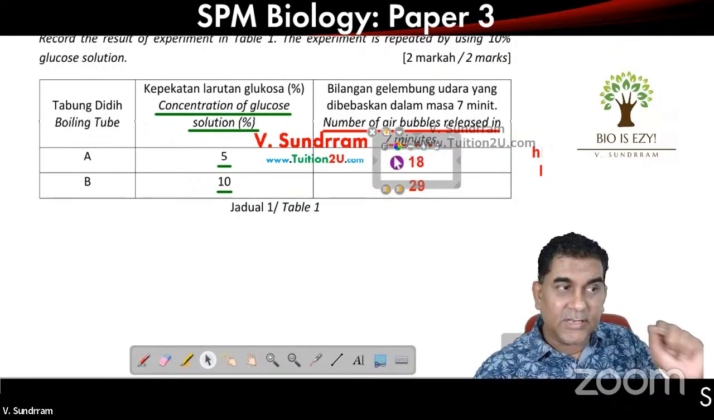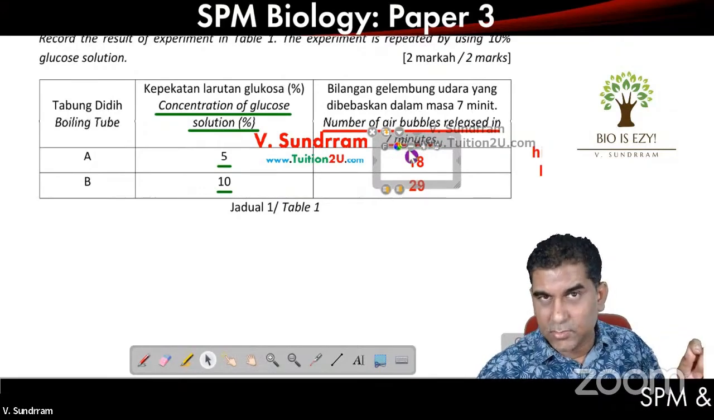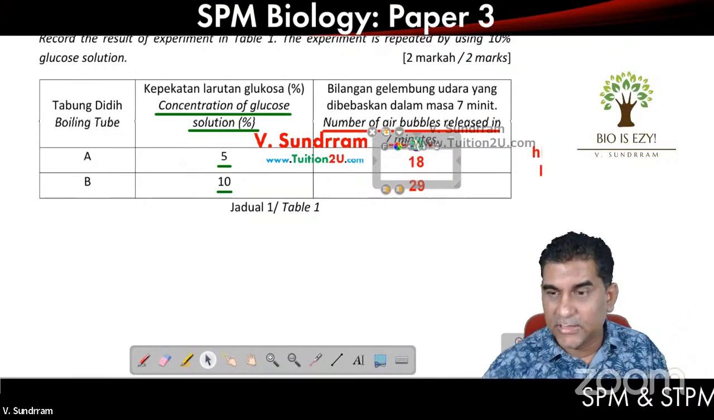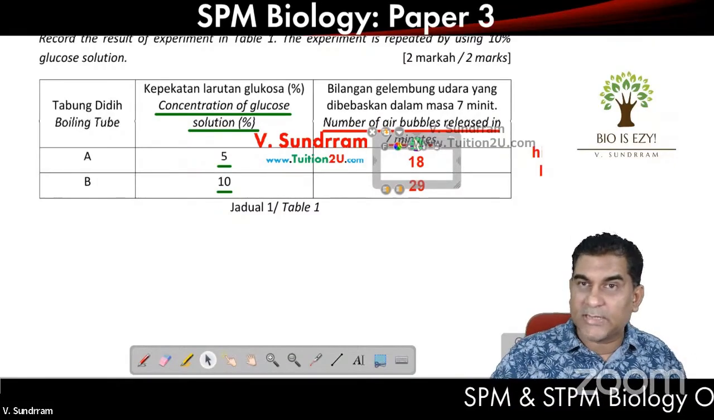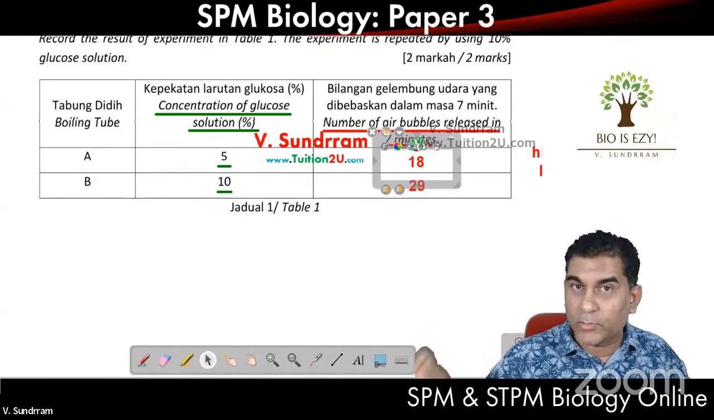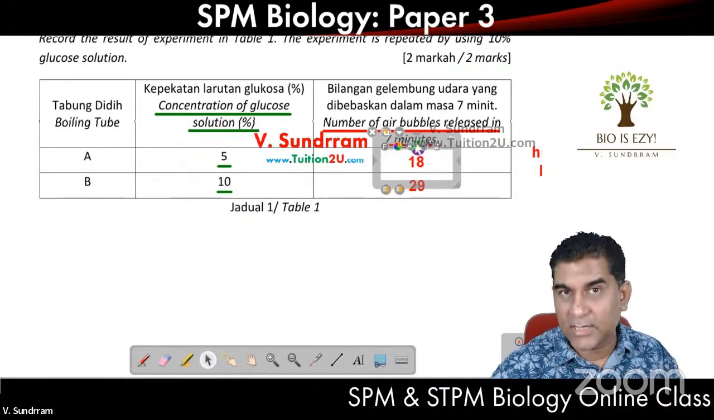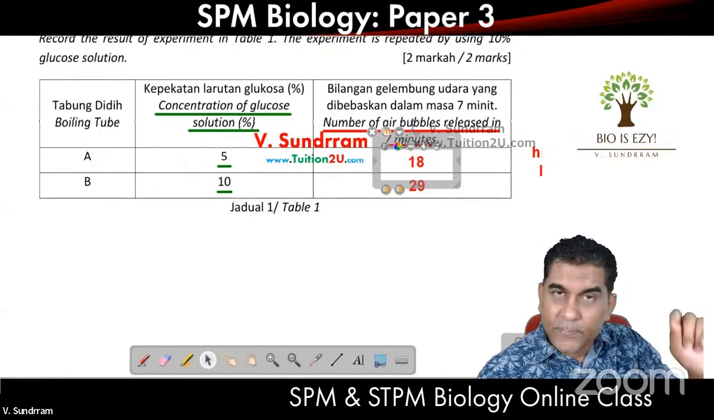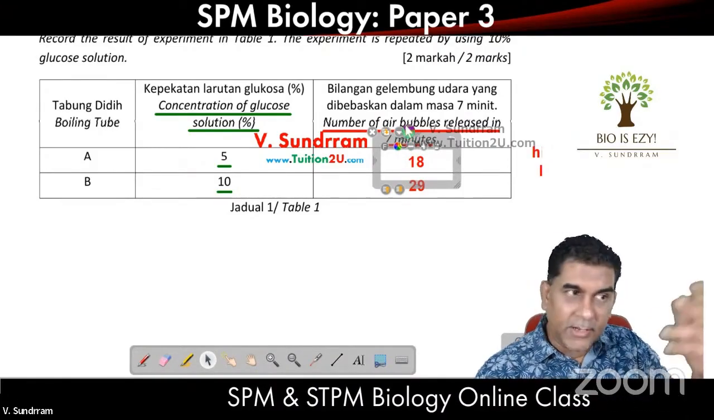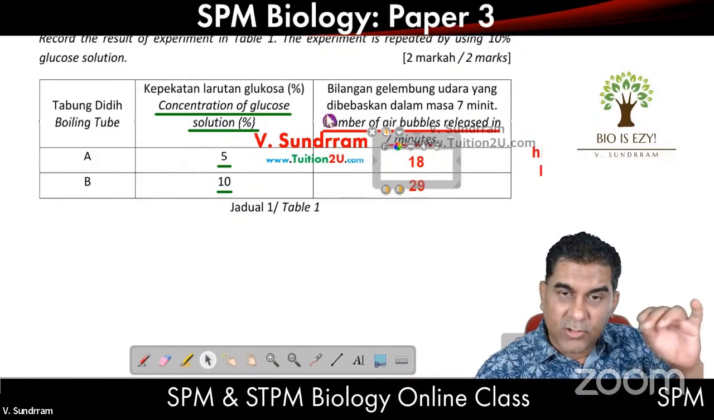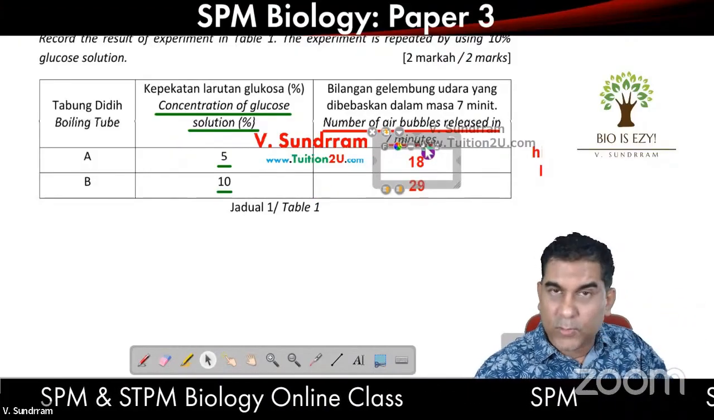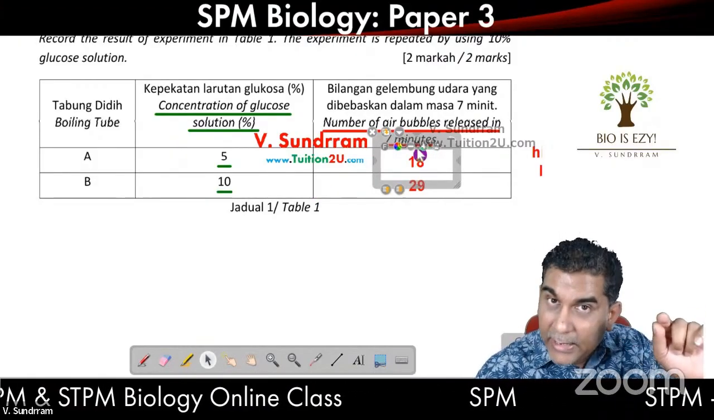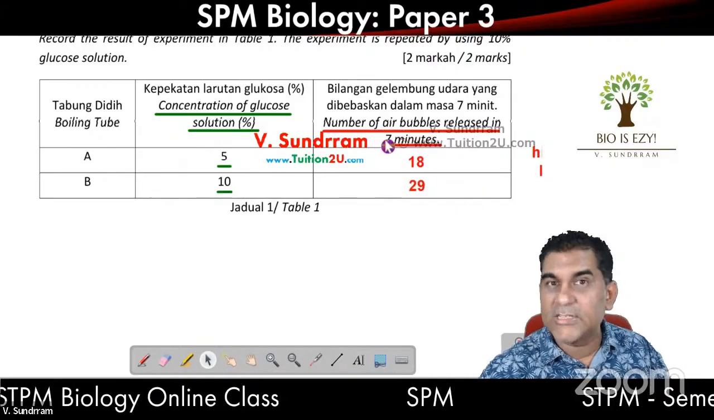If you're measuring, let's say, distance in centimeter, but the ruler has millimeter, then you must write 12.1 or 12.2. Decimal points are important. If your decimal points are not correct, then another 1 mark will be lost. When you complete this table, make sure the decimal point follows what you have in the experiment and make sure all the decimal points are the same.